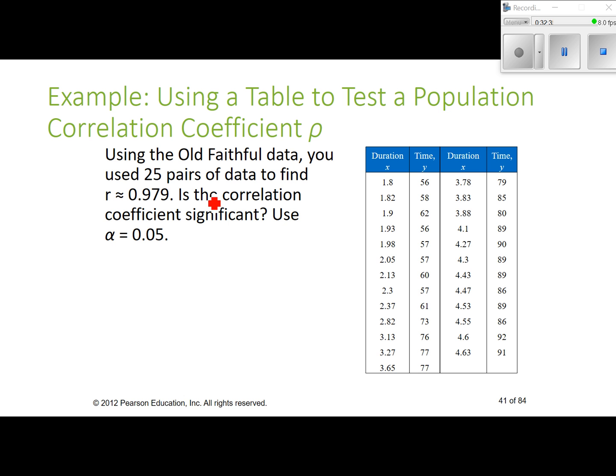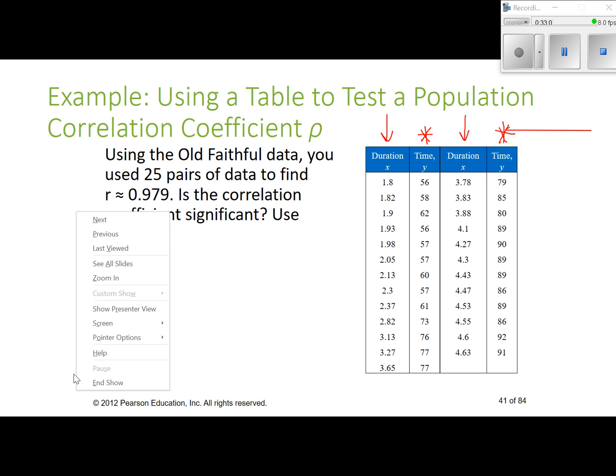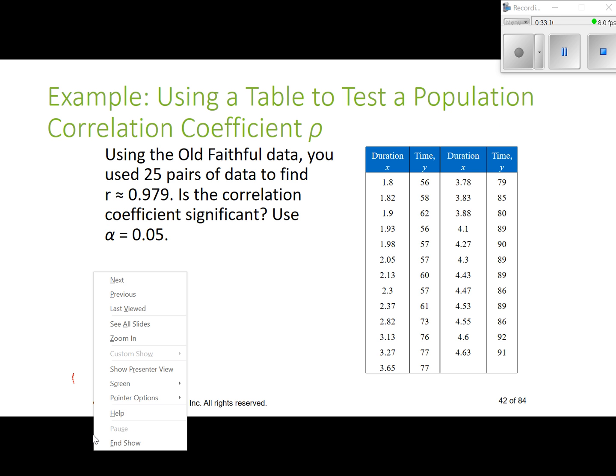All right, on this next one, I'm going to show you this one, but this time we're not going to go through all that. We're going to use the calculator. On the calculator, you're going to put in all your X's in a list, and you're going to put in all of your Y's in a list. And I've already done that on my calculator. I put all the X's in list 1, all the Y's in list 2. You can use whichever list. You just have to remember which one's your X and which one's your Y.